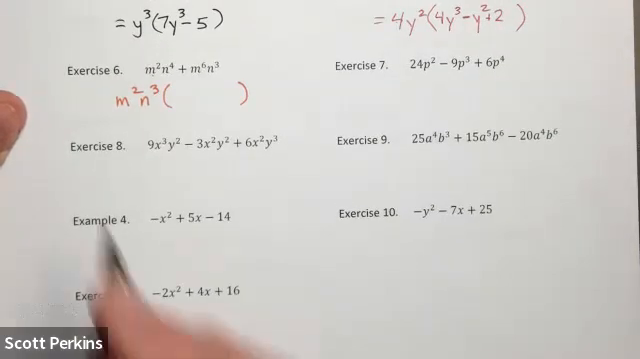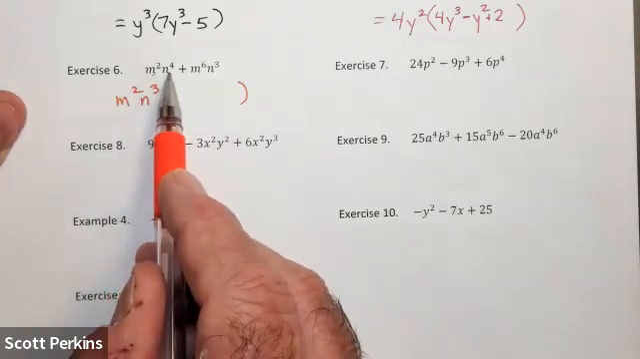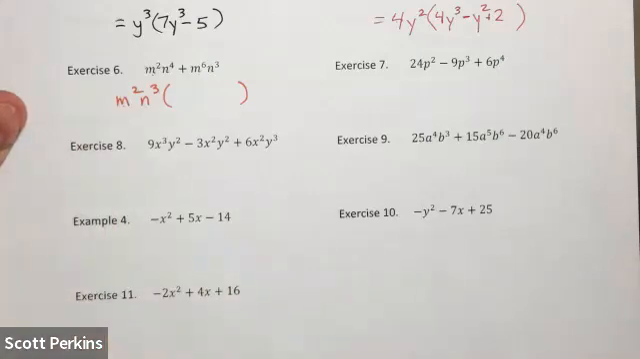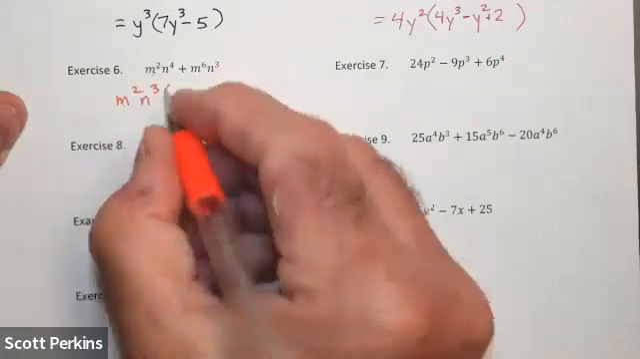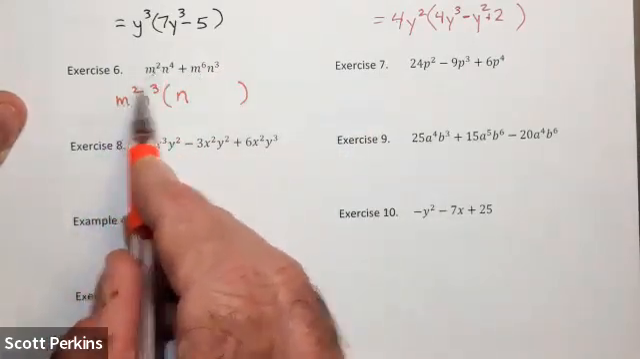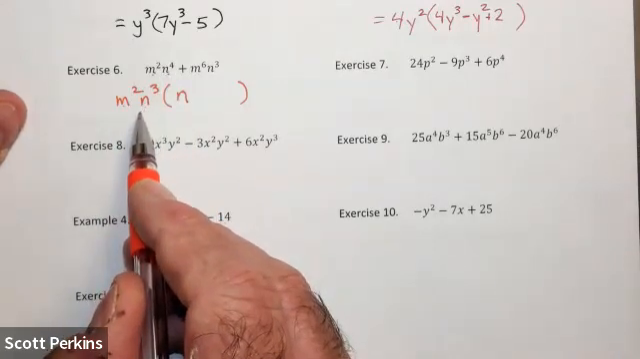But in the meantime, my first term started with 2 m's and 4 n's. I took out 2 m's and 3 n's. What's left? Just one n. Yep. No m's are left. You're right. I took both of them out. And then I started with 4 n's. I took 3 of them out because I always take the smallest exponent.